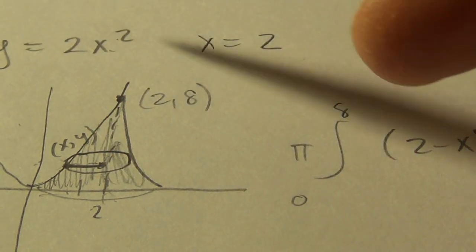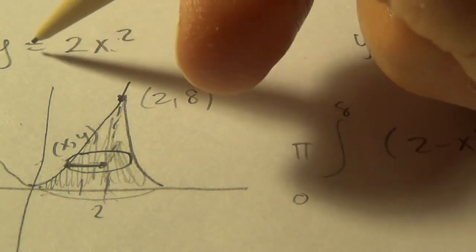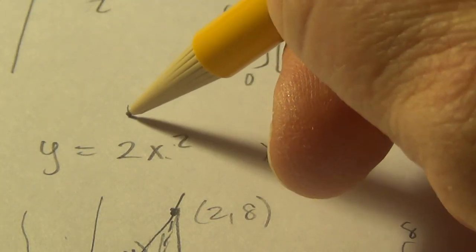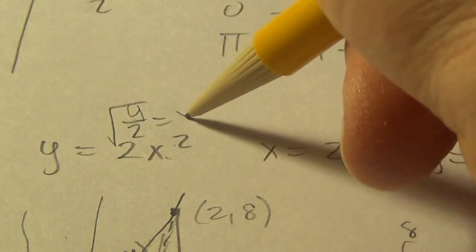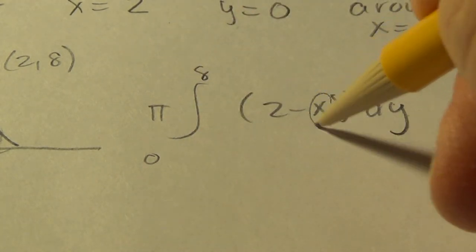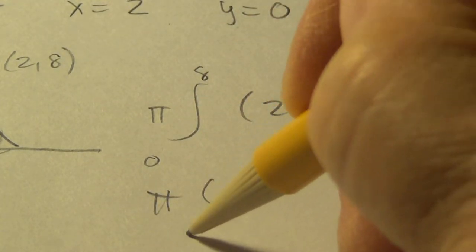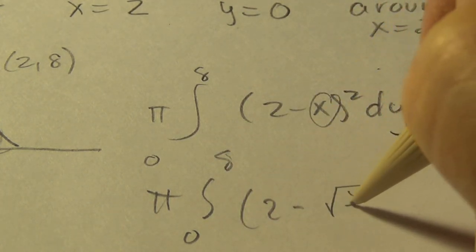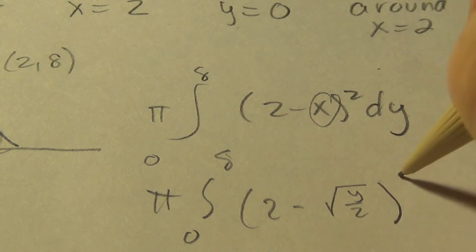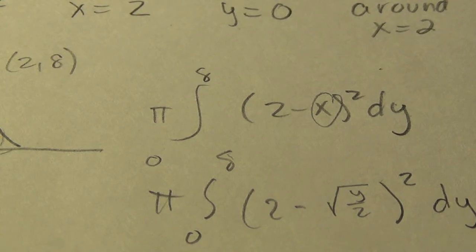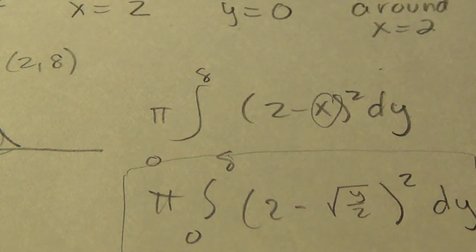And we want to work in y because the thickness of each of these discs is in the y direction. So we have to rearrange this for y. So we move the 2 over and take the square root of it. Oh, lovely. Okay. So I'm going to replace the x here. So I have pi integral from 0 to 8, 2 minus square root of y over 2 quantity squared dy. All right, so I actually did that out and it worked for me, so it can be done. So just setting it up.